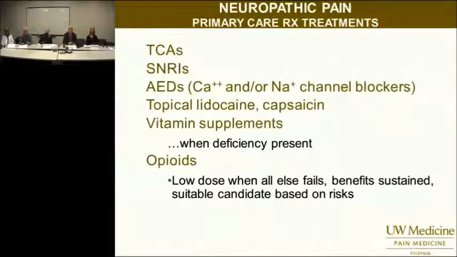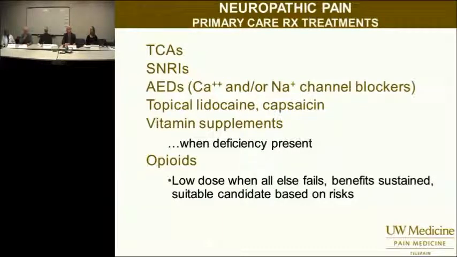The drugs we use, tricyclics, serotonin nonspecific reuptake inhibitors, anticonvulsant drugs, the calcium and/or sodium channel blockers. Calcium blockers refer to gabapentin and Lyrica, or pregabalin. The sodium channel blockers are Tegretol, carbamazepine, that we use for trigeminal neuralgia. The topical lidocaine, capsaicin may play a role. If vitamin deficiencies are present, supplement them. And low dose, when all else fails, an opiate trial would be reasonable if the patient is a suitable candidate.